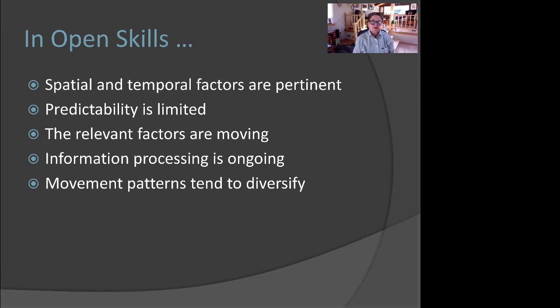In other words, I have to wait to get certain cues either from the performer early on, my opponent, or I have to get information once these spatial and temporal factors are in motion. So an example would be playing softball as an infielder. There were certain cues to look for so that you could pick up advanced information about the direction of the ball.